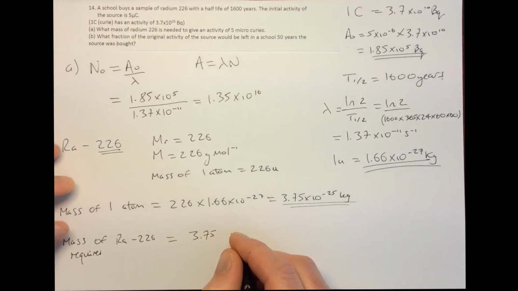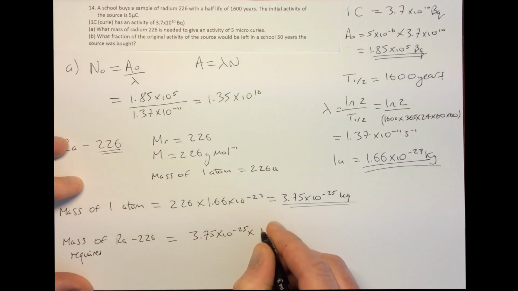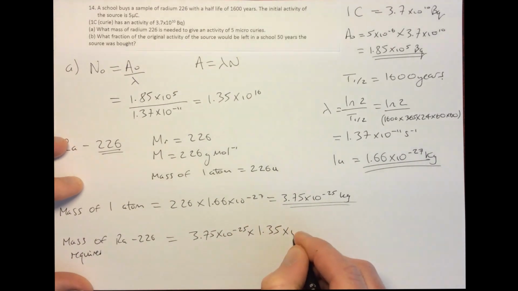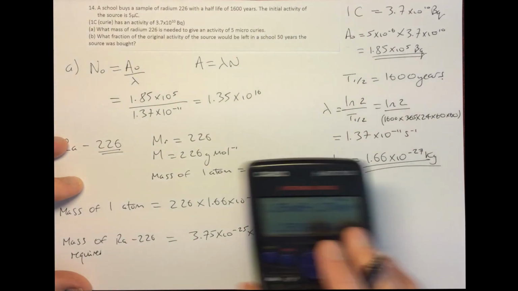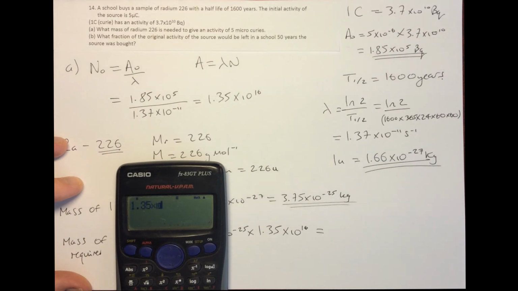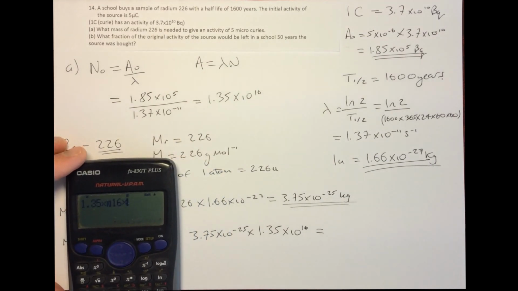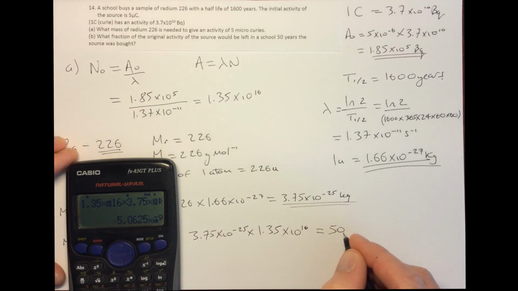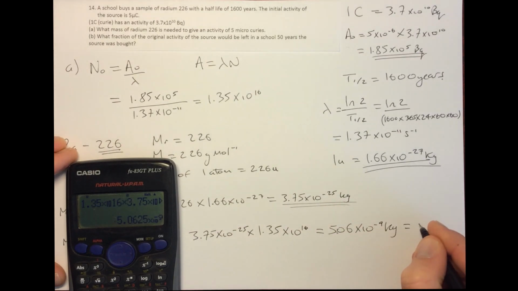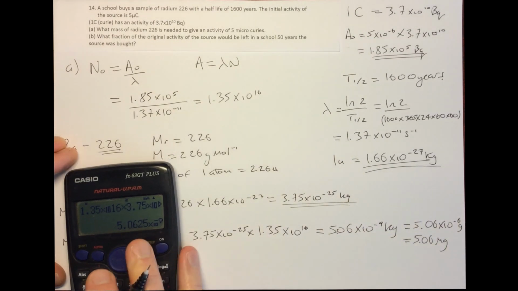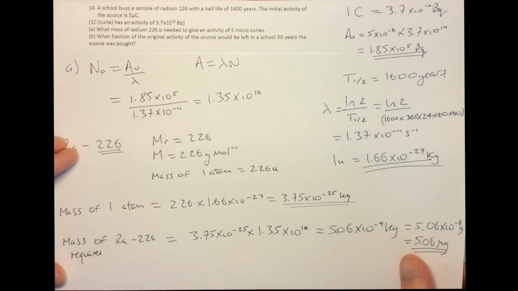So the mass of one atom multiplied by the number of atoms. And that's going to give us an answer of 0.06 times 10 to the minus 9. Now that's in kilograms, so to get that into grams you multiply by 1,000, which gives you that, and that's equal to 5.06 micrograms. Okay, so there you go, that's that answer done.